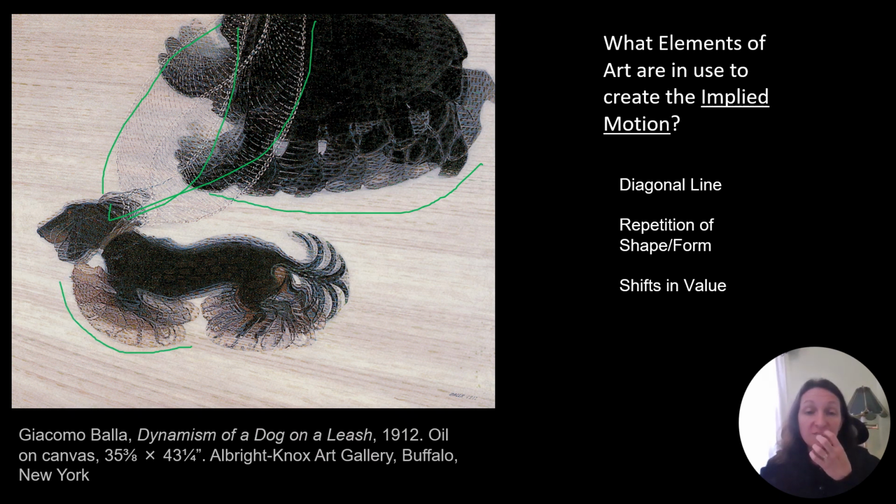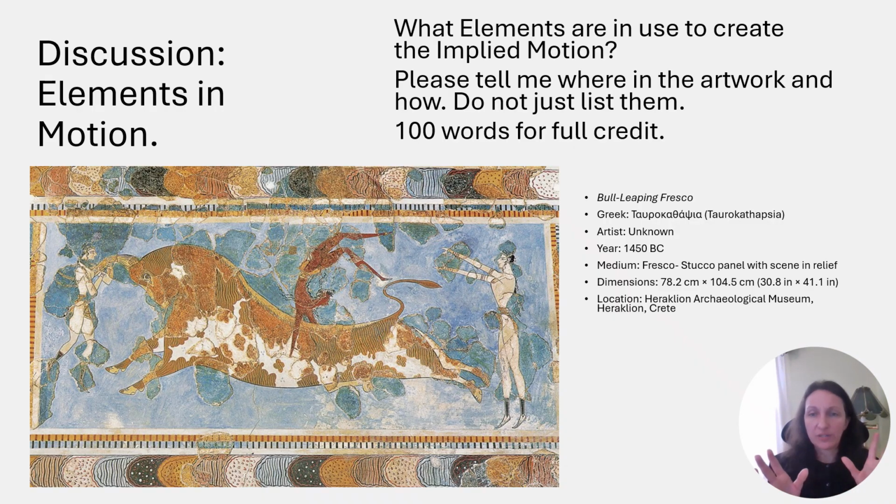And then there are the shifts in value, right? So where is the object exactly? How light is hitting it. If light and value are what gives something definition, what's happening in this artwork? There are these shifts in value that are creating the implication of motion. So why did we do that? Because that's what this week's discussion is about.